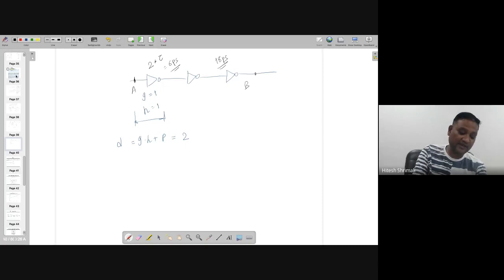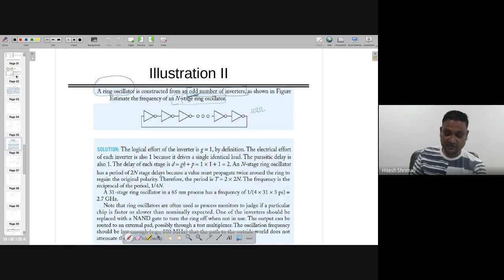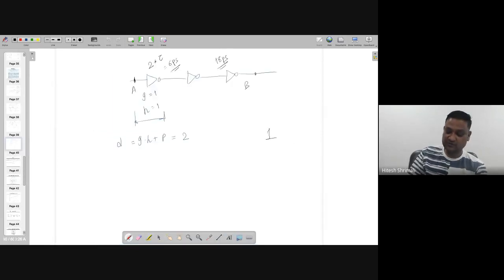But if there are n number of stages, you know that when it's happening, the time constant is not only for going from 1 to 0, but it's going from 0 to 1. So the period becomes twice of what you have found out. So twice of 2n, where n is the odd number. So it has to travel 2 times. The frequency of operation will be 1 by 4n, where n is the number of stages. Instead of 2, it has been changed to 4. This is the reason, because it's not only from 0 to 1.